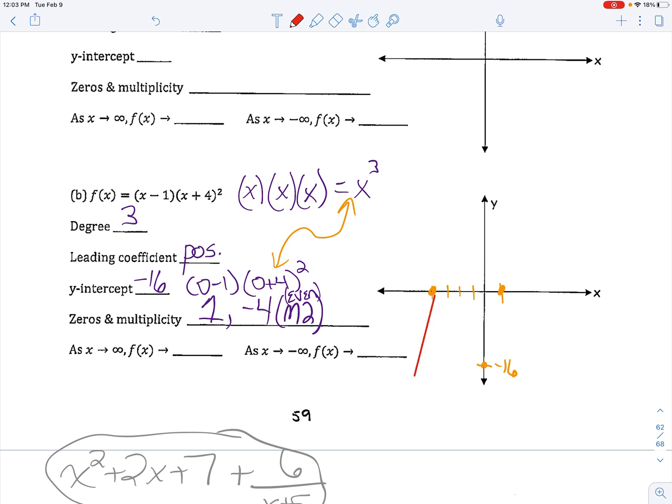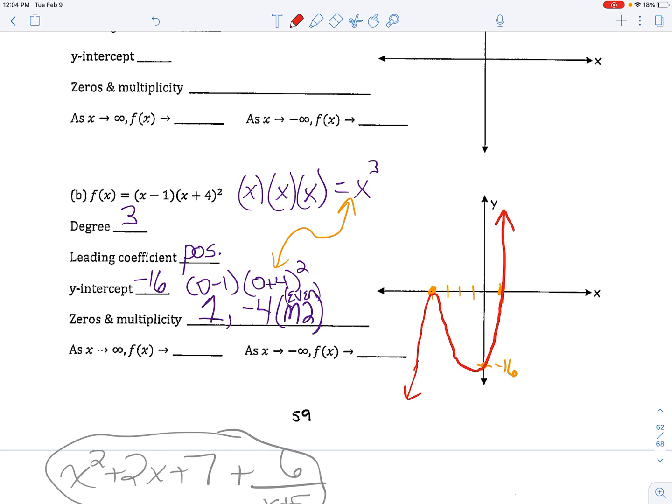All right, so here we go. Let's start it low and end it high and take into account the multiplicity. All right, so start low. Once we get to -4, look at the multiplicity. It's multiplicity of 2, meaning it's going to be tangent to the x-axis there at -4. Then it's going to go to the next point here, -16, and 1 is a simple root, meaning it goes straight through, and it's going to end high, and there you go.